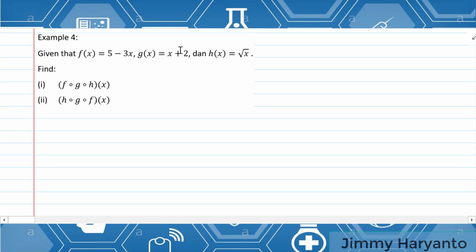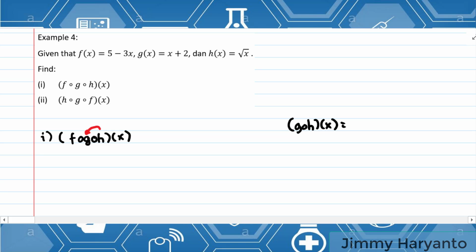Next. Okay, example 4. Now we have 3 functions, where each function is followed by another function: f∘g∘h. Okay, the first question is f∘g∘h(x). So for these 3 functions, we cannot do all of them together. We have to do one by one. Okay, for this one, I have to put the h into g. So I have to find g∘h first.